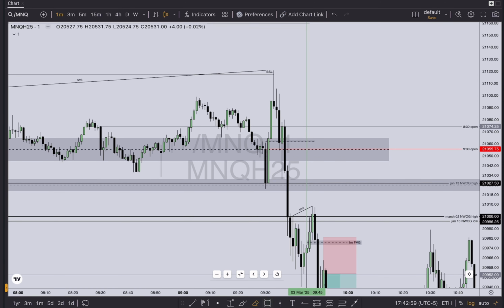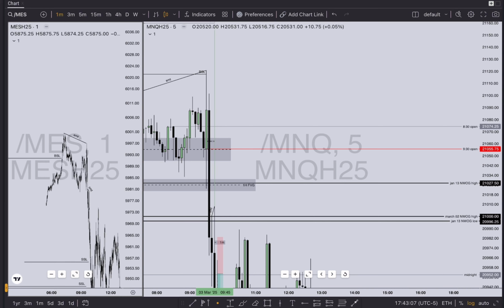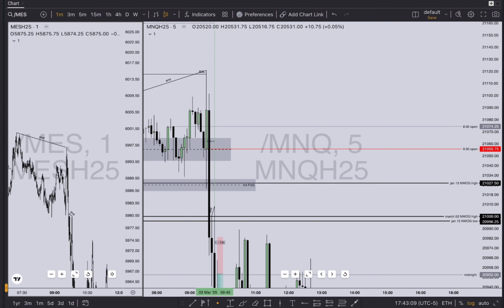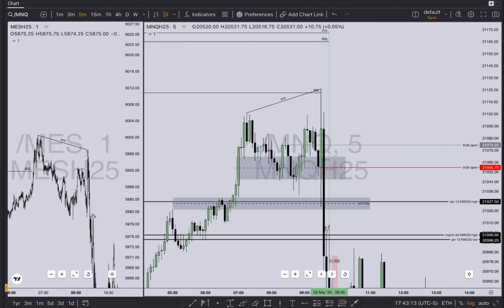So what we see here is basically just a manipulation. We sweep buy side. We do also have SMTs. So if you go to the 5-minute, it's more clear. And then I pull out ES. You can see here, ES made a lower high, and Q made a higher high. I did acknowledge that right here.